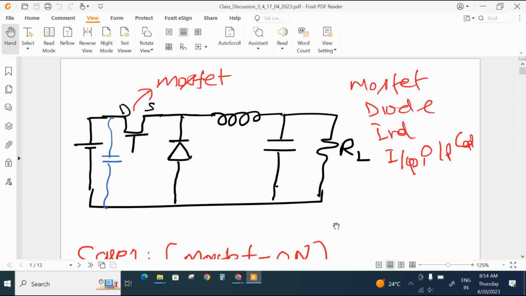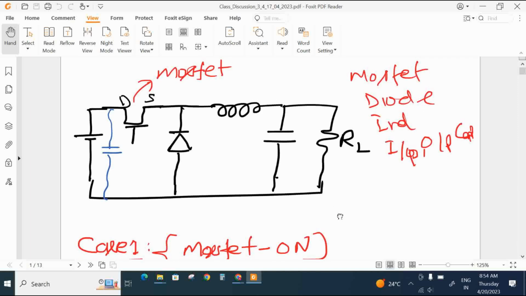buck converter. As basics, you know the buck converter has two types basically. One is the synchronous buck and the other is the non-synchronous. There is one difference. This is the non-synchronous buck converter. If you remove this diode and use a MOSFET instead, then it will be a synchronous one. That is the only difference.